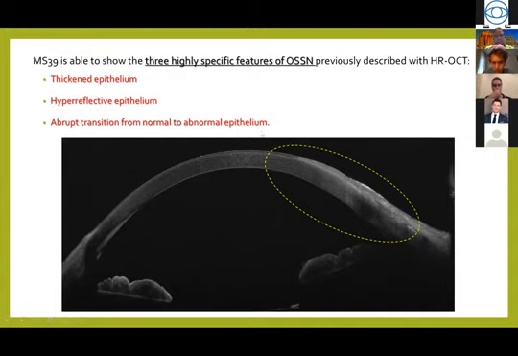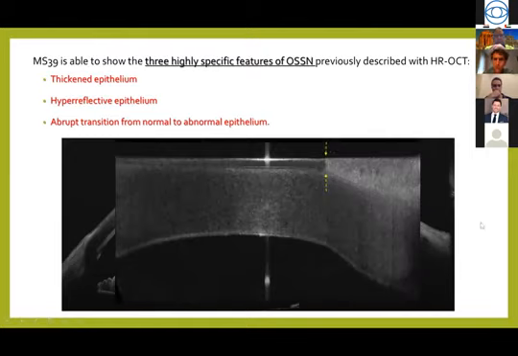Here you see how in the MS39 OCT image, you see the three signs of thickened epithelium, hyperreflective epithelium with an abrupt transition zone. But actually, if you go to the anamorphic image, see how beautiful is the image, and the OSSN has never been seen like this before. You can perfectly see this abrupt transition zone between the abnormal dysplastic epithelium and the normal epithelium. How is this transition zone so perfectly seen and understood, where the epithelium, the carcinoma, is thickened, obviously thickened, and hyperreflective.